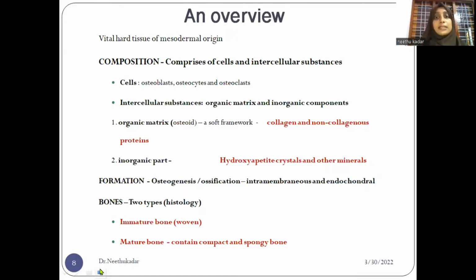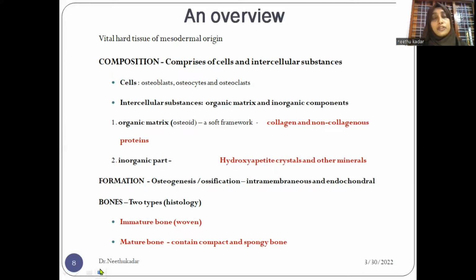The intercellular substance is composed of organic matrix and inorganic components. The organic matrix is called osteoid. It's a soft tissue framework which contains collagenous and non-collagenous proteins, whereas the inorganic part comprises hydroxyapatite crystals and other minerals which give the bone strength. The formation of bone is called osteogenesis or ossification. There are two types of bone formation. The first one is intramembranous bone formation, and another one is endochondral bone formation.